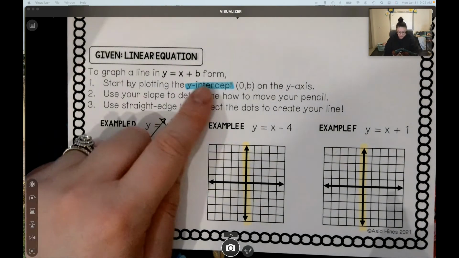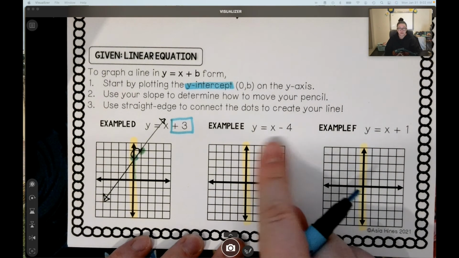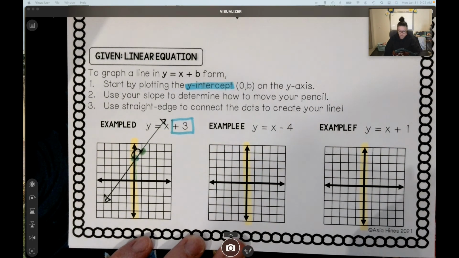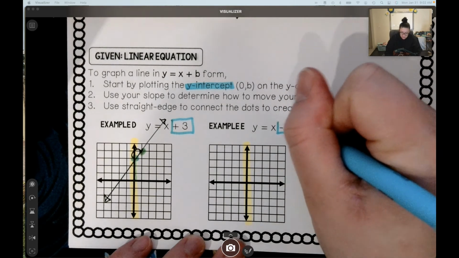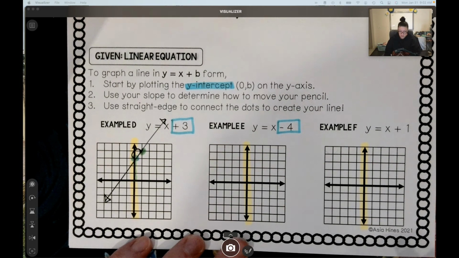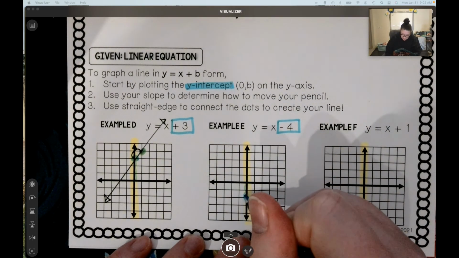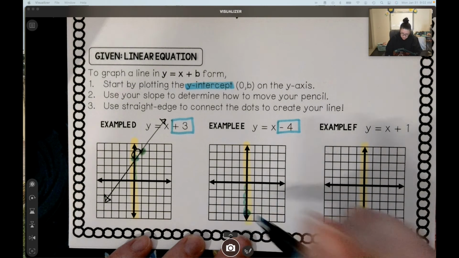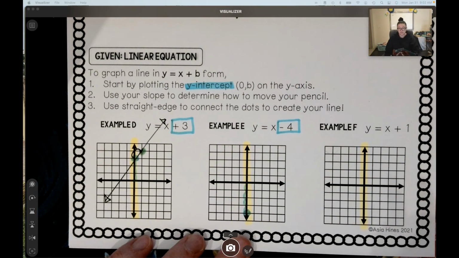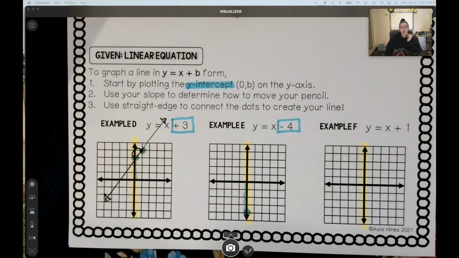Again, the first thing we want to do is plot our y-intercept. What is our y-intercept in this equation? -4. So is our point going to be above or below the origin? It's going to be 4 spaces below the origin. Down there for my y-intercept. So we could do our slope where we go up 1 over 1. That's one way to do it.